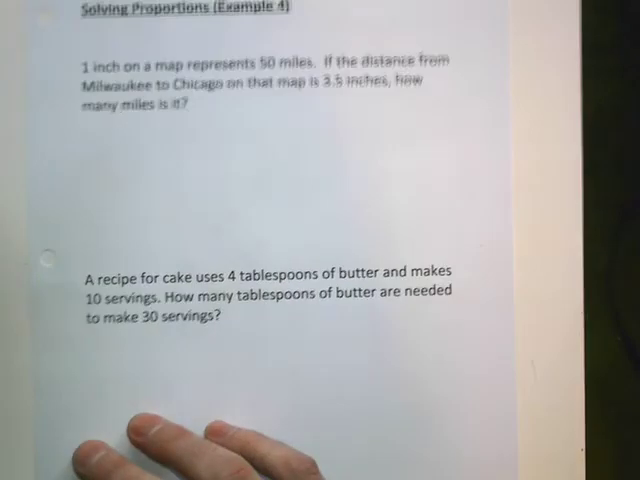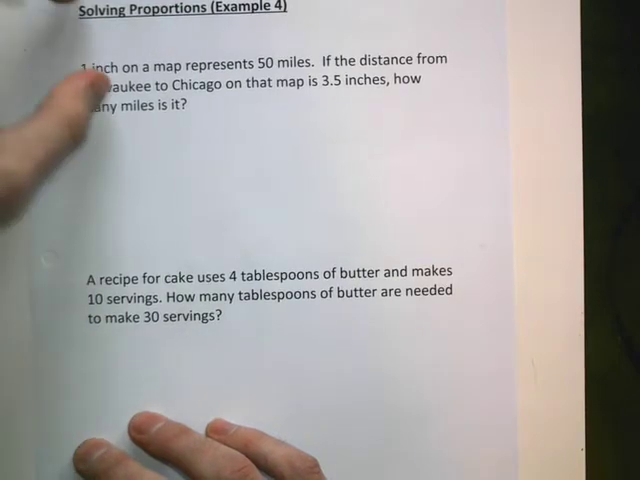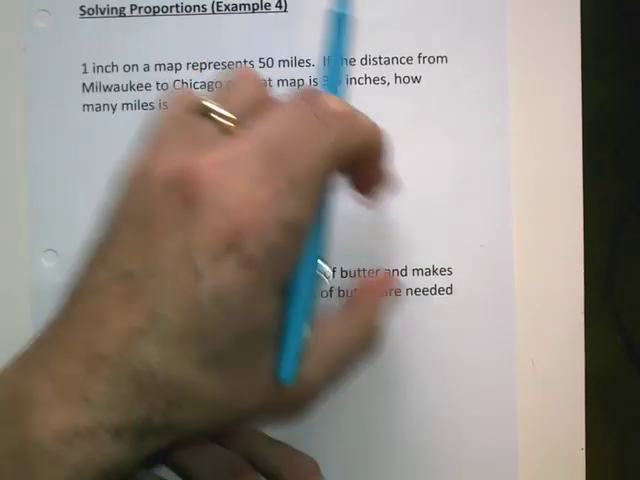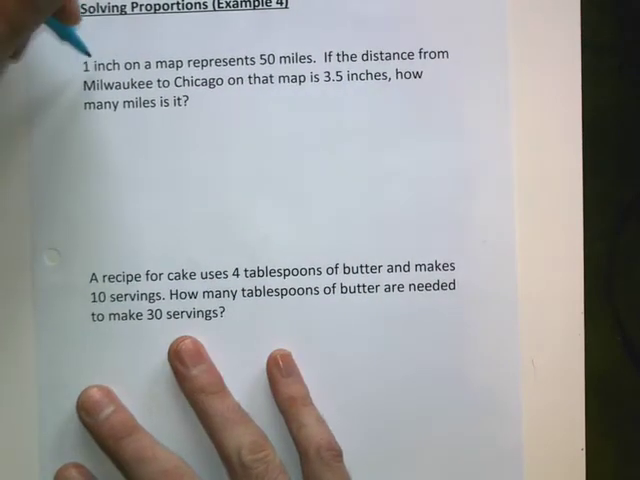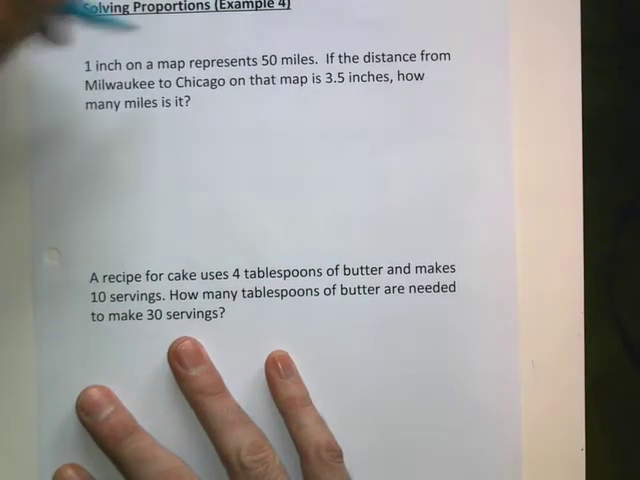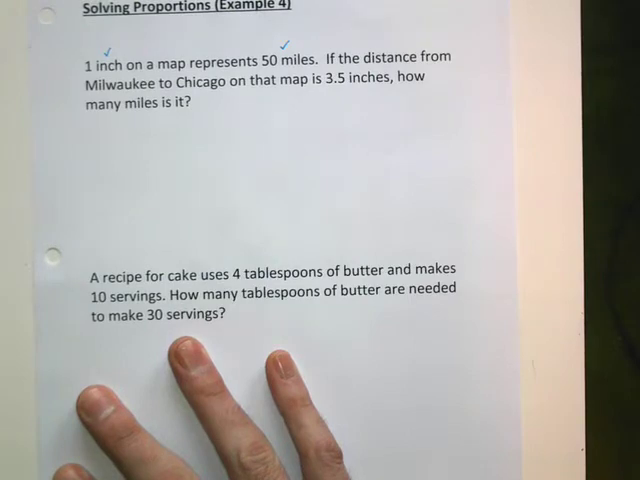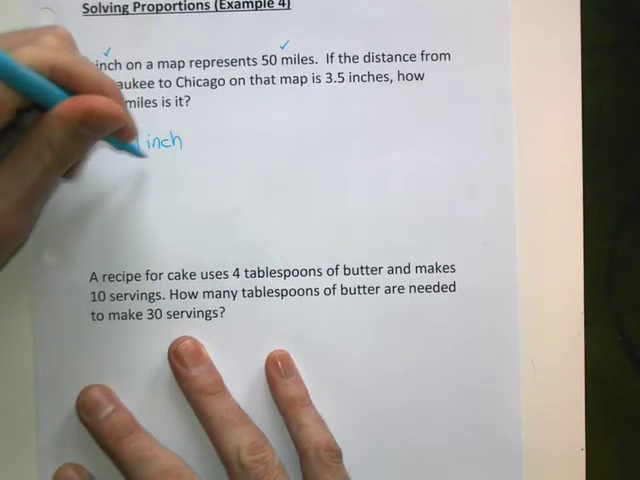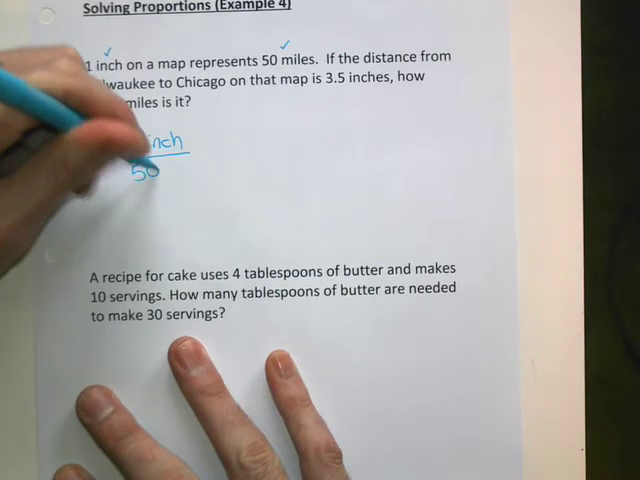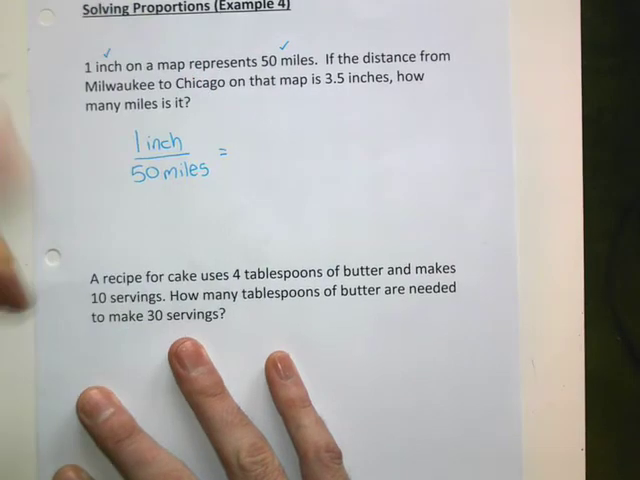Okay, so let's think about this. You're looking at a map, and on that map, every time you measure an inch, that represents 50 miles in real life. Okay? So when you're reading these word problems, immediately look at the first or second sentence and pick out your first ratio. Okay? It's telling me 1 inch is representative of 50 miles. Okay, this next part is key.